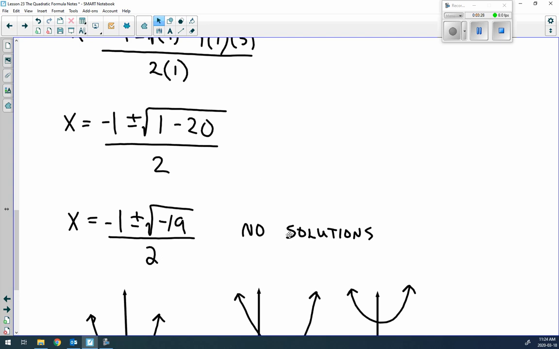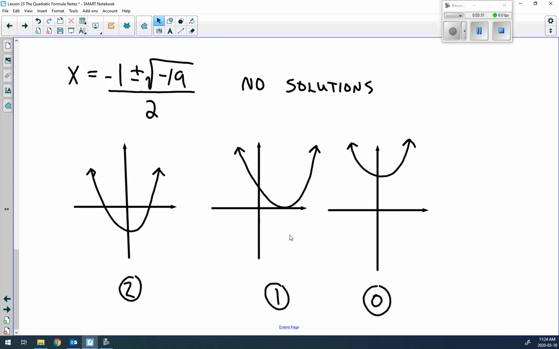Okay, so overall, the 3 examples are kind of listed here. We could have a quadratic that crosses the x-axis twice.